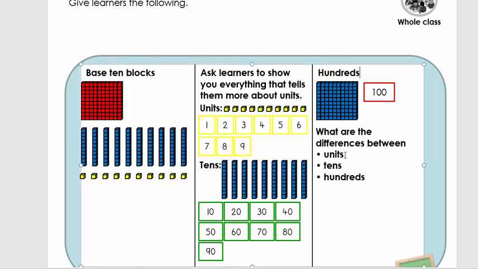Then we're going to look at the hundreds. What's the difference between units, tens, and hundreds? I'm going to repeat the question. What are the differences between units, tens, and hundreds? Pause the video here and ask your children or your child about these representations, these blocks, or these number cards. Let them just simply read it or tell you how many in each.